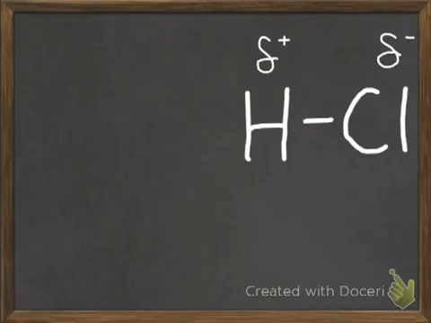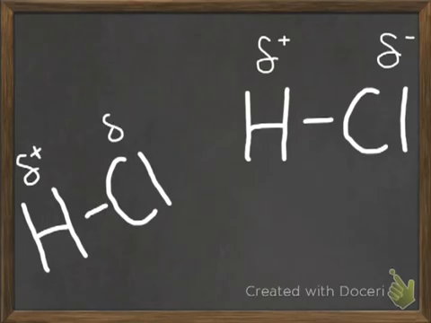So if we brought in another HCl molecule, what do you think would happen? Oppositely charged particles attract each other. So what actually happens is the partial negative charge of the chlorine from one HCl molecule is attracted to the partial positive charge of the hydrogen on a molecule close by.